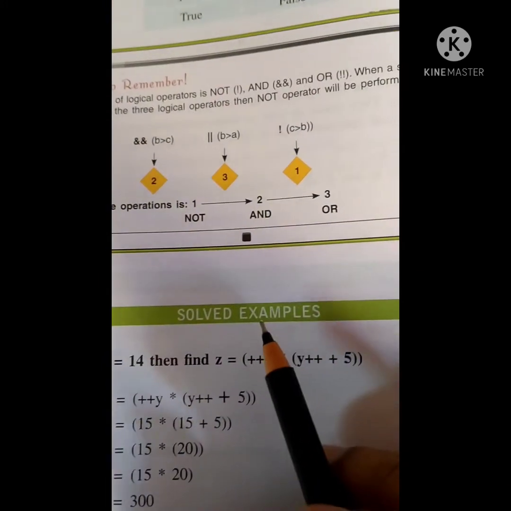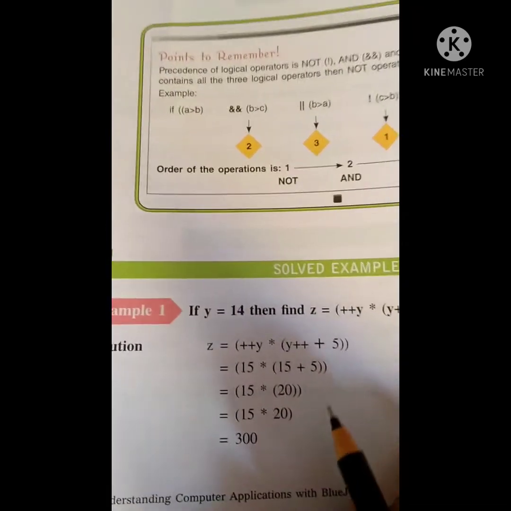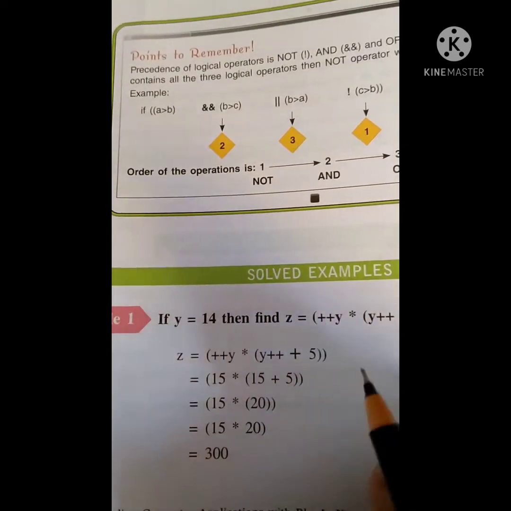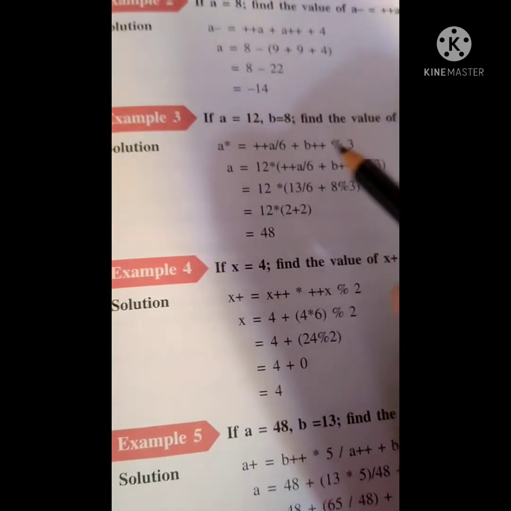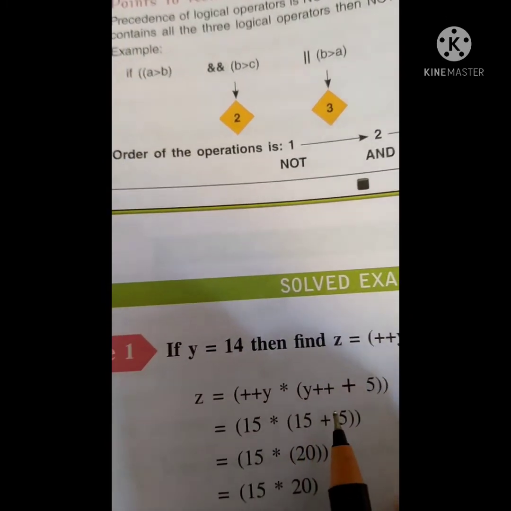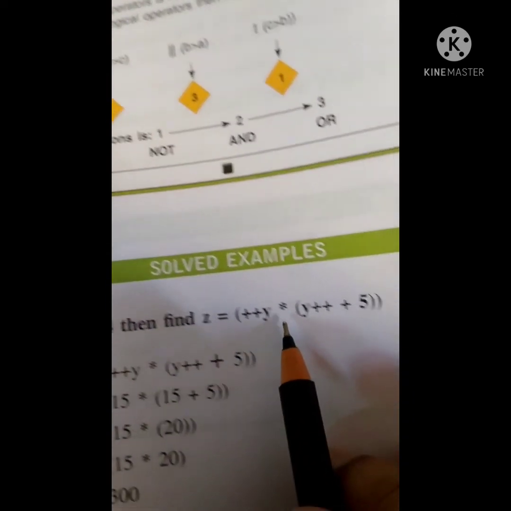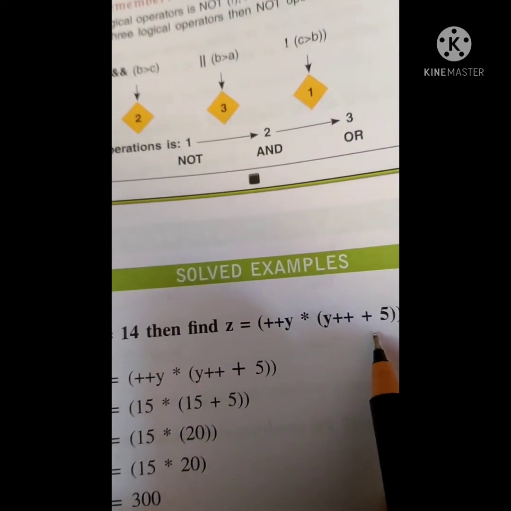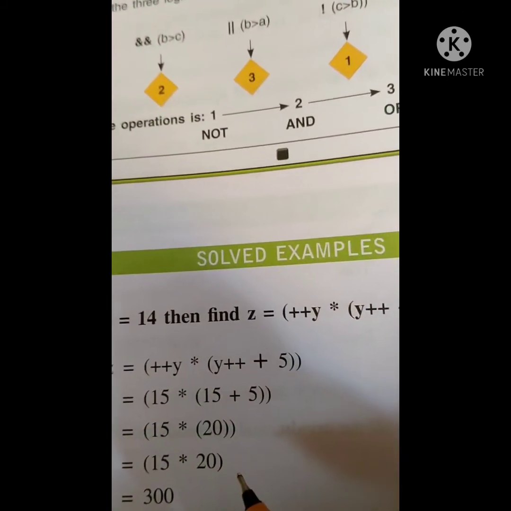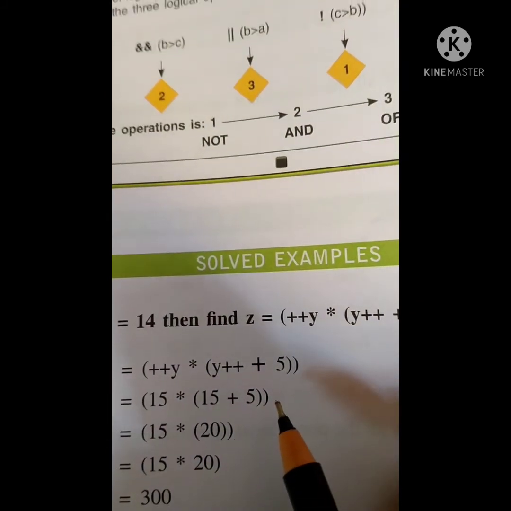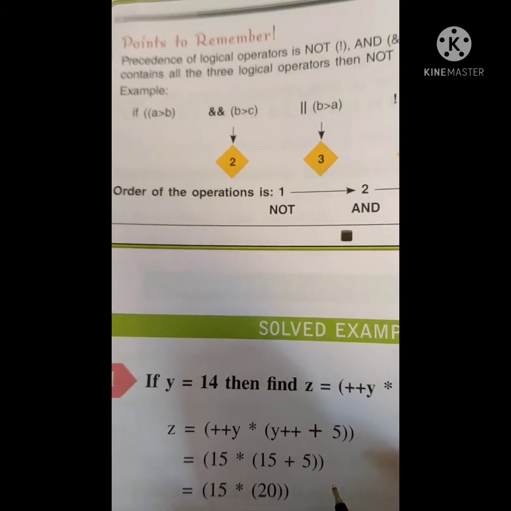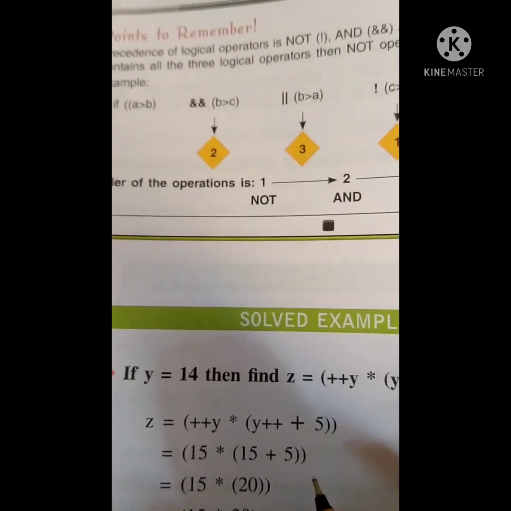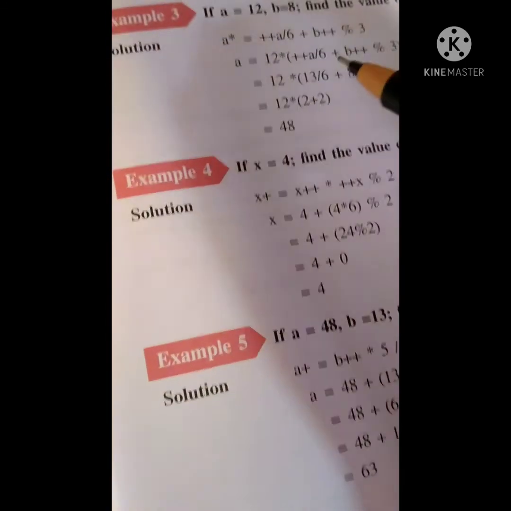Some solved problems are given here. You see this, you will try this, and you will write in your copy, and you will try this with the help of increment and decrement operators. If y equals 14, then z equals this expression, you have to solve. Prefix or postfix increment and decrement operators, I have told you how it works. With the help of that you solve these problems.